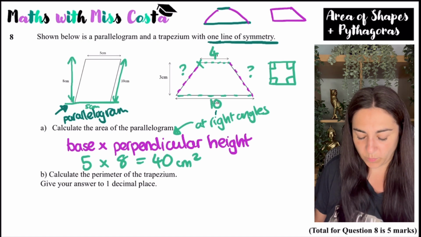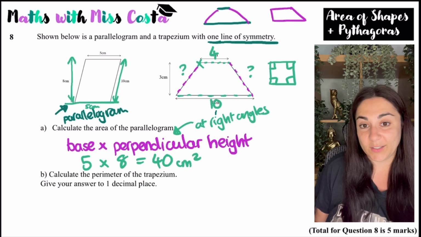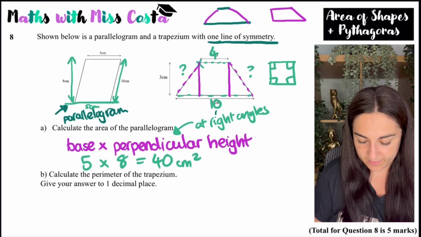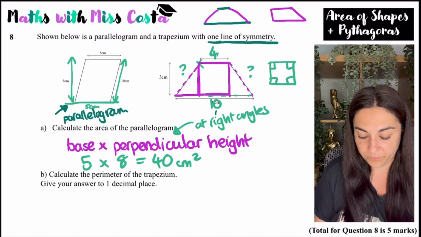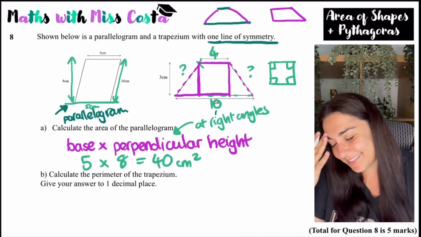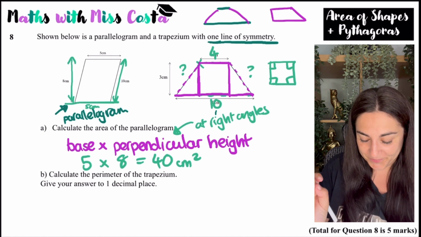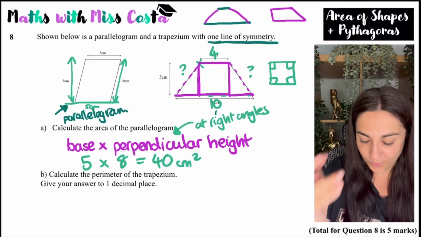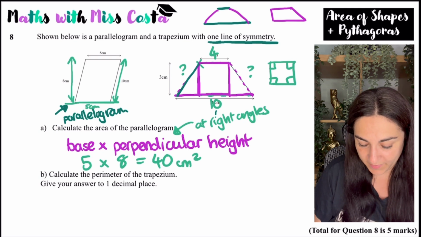So it's a trapezium with one line of symmetry, and that means it's an isosceles trapezium. So if I split it up here, that would be a little rectangle and then two triangles that are the same. What's the word? Congruent. So two congruent triangles. So I can use trigonometry to try and work out this slant height, where the question mark is.